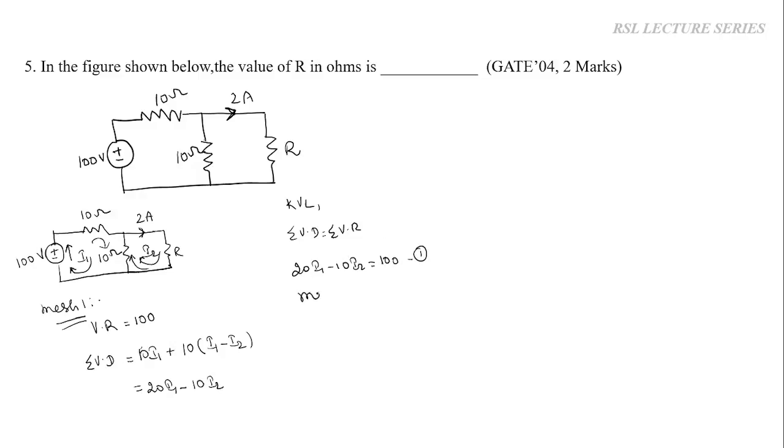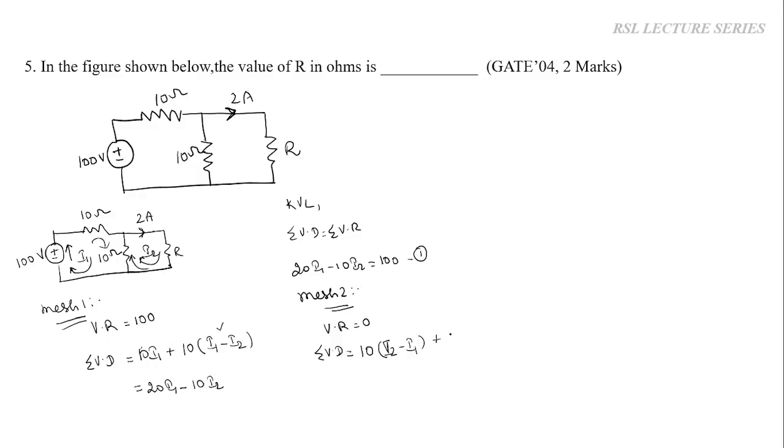Now we'll write the equation for mesh 2. In mesh 2, we do not have any voltage source, so we can directly write the voltage rise as 0. Then we write down the voltage drops. We have two resistors, so we'll write the voltage drop across these two resistors and add them. The voltage drop across the 10 ohm resistor is 10 into I2 minus I1. While writing equation 1, we wrote it as I1 minus I2, but for mesh 2 we have to write it as I2 minus I1.